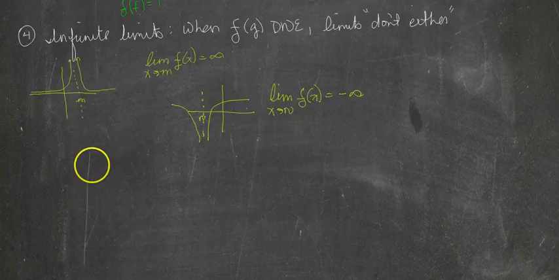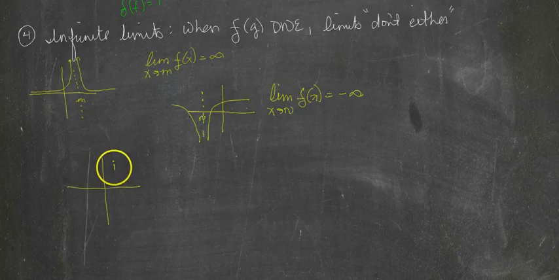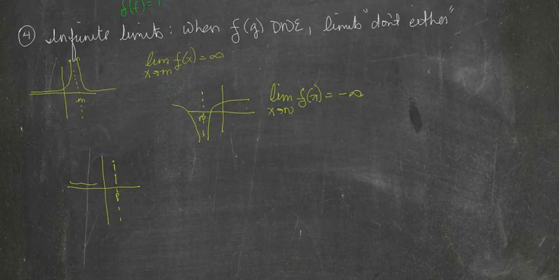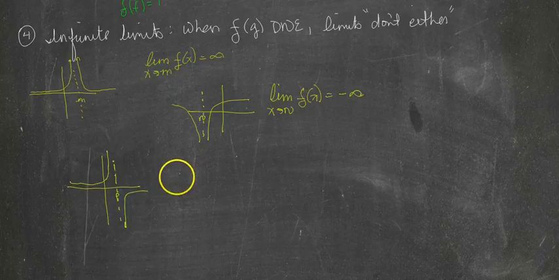And then the other cases are left and right. I'm only going to draw one. If I have an asymptote at point P, where on the left-hand side it goes to positive infinity, but on the right-hand side it goes to negative infinity. Now I have to write both limits because I can't write the generalized form. Both sides are doing something different.